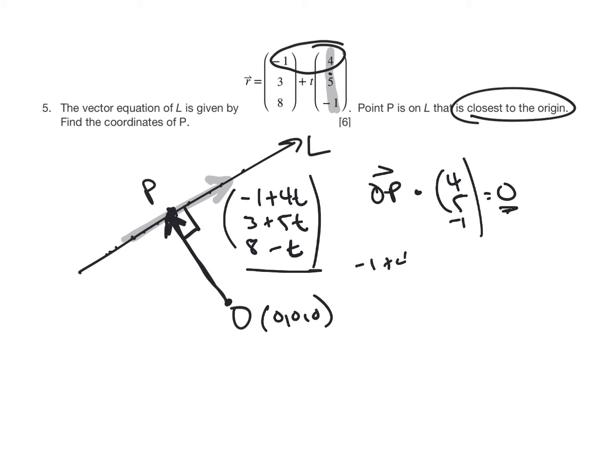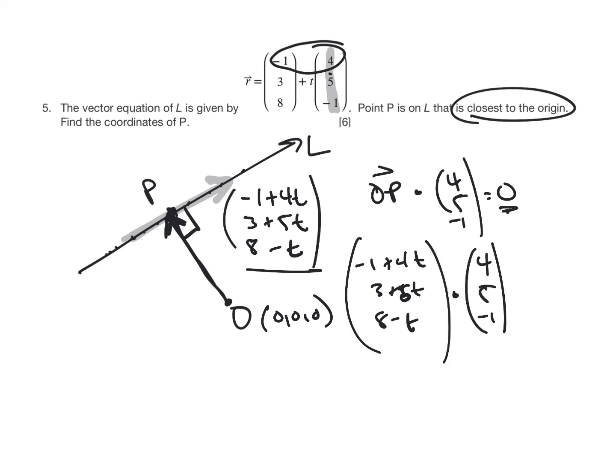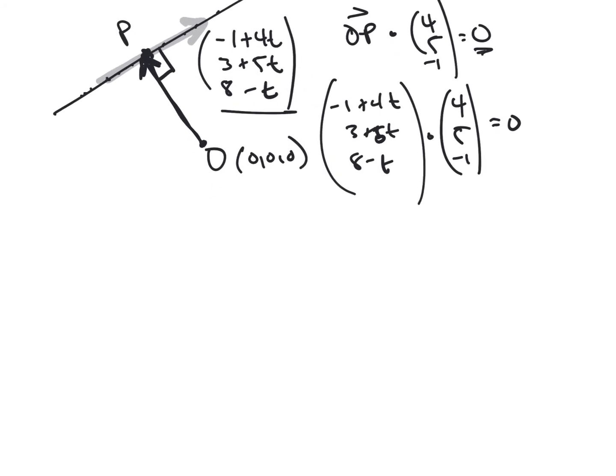So it's -1 plus 4t, 3 plus 5t, 8 minus t. This dot 4, 5, minus 1 has to be 0. And I'm going to solve for t, and that will put it exactly there. And so when I do the dot product, I get -4 plus 16t plus 15 plus 25t minus 8 plus t equal to 0. And so this is 42t.